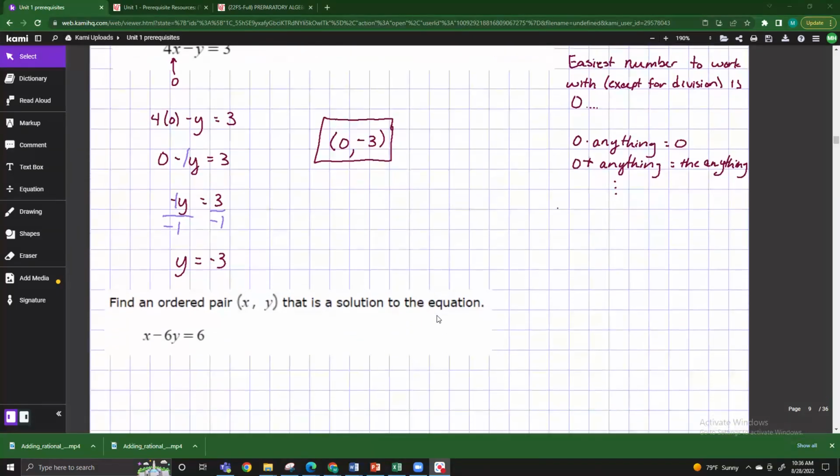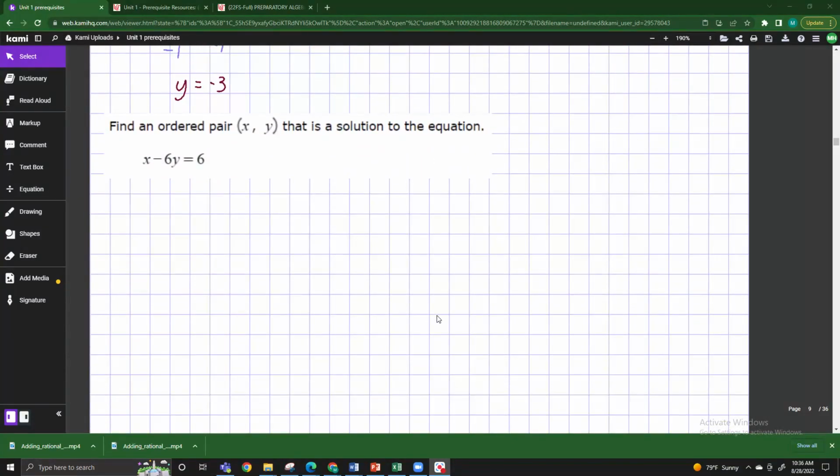Let's look at another one. So here's another problem. Find an ordered pair that is a solution to the equation. Yet again, we're going to plug in a 0, only this time the one that has the coefficient is the y. So I'm going to put my 0 here.